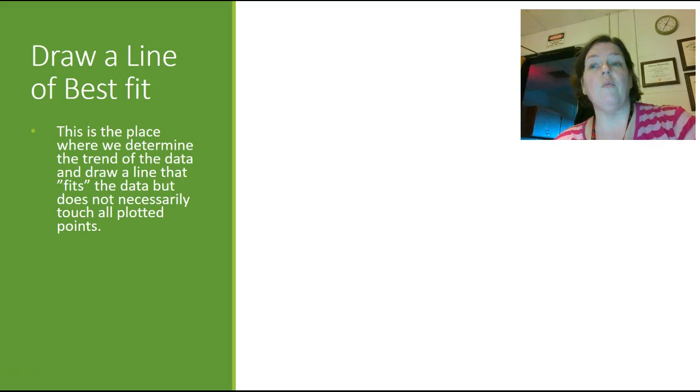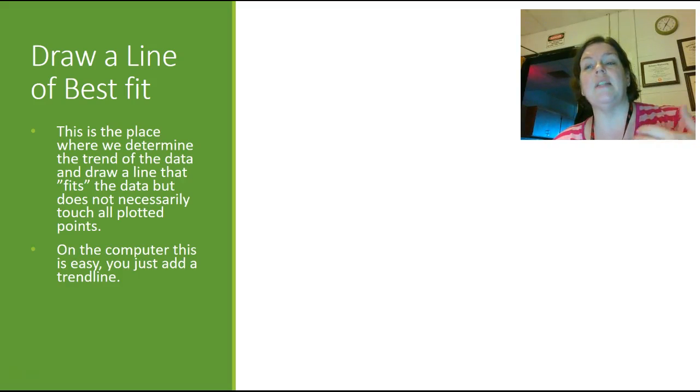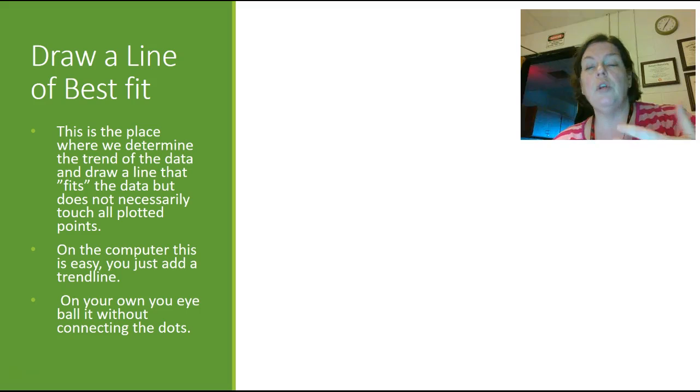Okay, and for a line graph, we're going to draw a line of best fit. A line of best fit is just that. It's a line that fits the data. It doesn't necessarily touch all the points, but it fits the trend in the data. It could be linear, which means a straight line, or it could be a curve. It depends on what your data is saying. When you use a computer, the trend line option makes that job so much easier, because you don't have to worry about it. But if you don't have a computer, you can eyeball it and get an approximation that's probably pretty good.